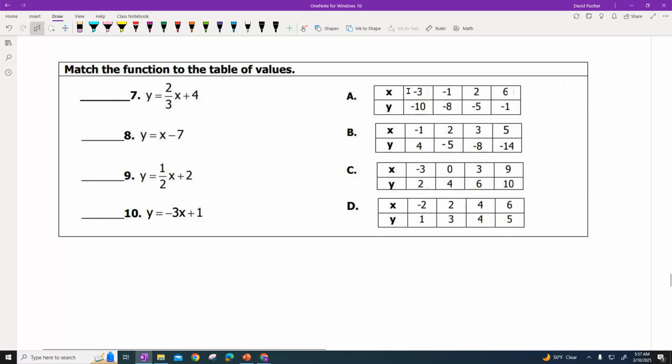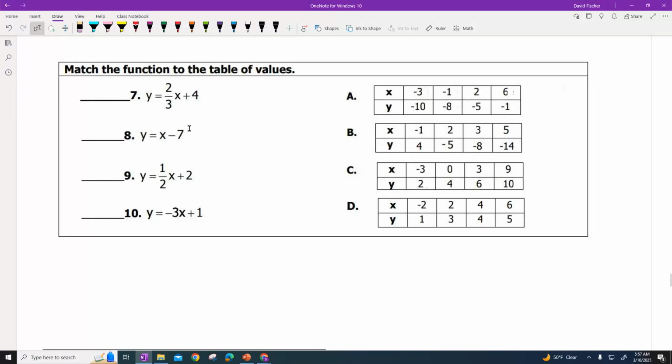On these function tables, all you have to do is plug a -3 in, or pick an easy one, like 2. 2 times 2 is 4. No. 4 divided by 3, that's not an easy one. How about 6? Let's put a 6 in. 6 times 2 is 12. 12 divided by 3 is 4. 4 plus 4 is 8. Nope, it ain't that guy. They said there's a -1 when you come out, so A doesn't match with 7.